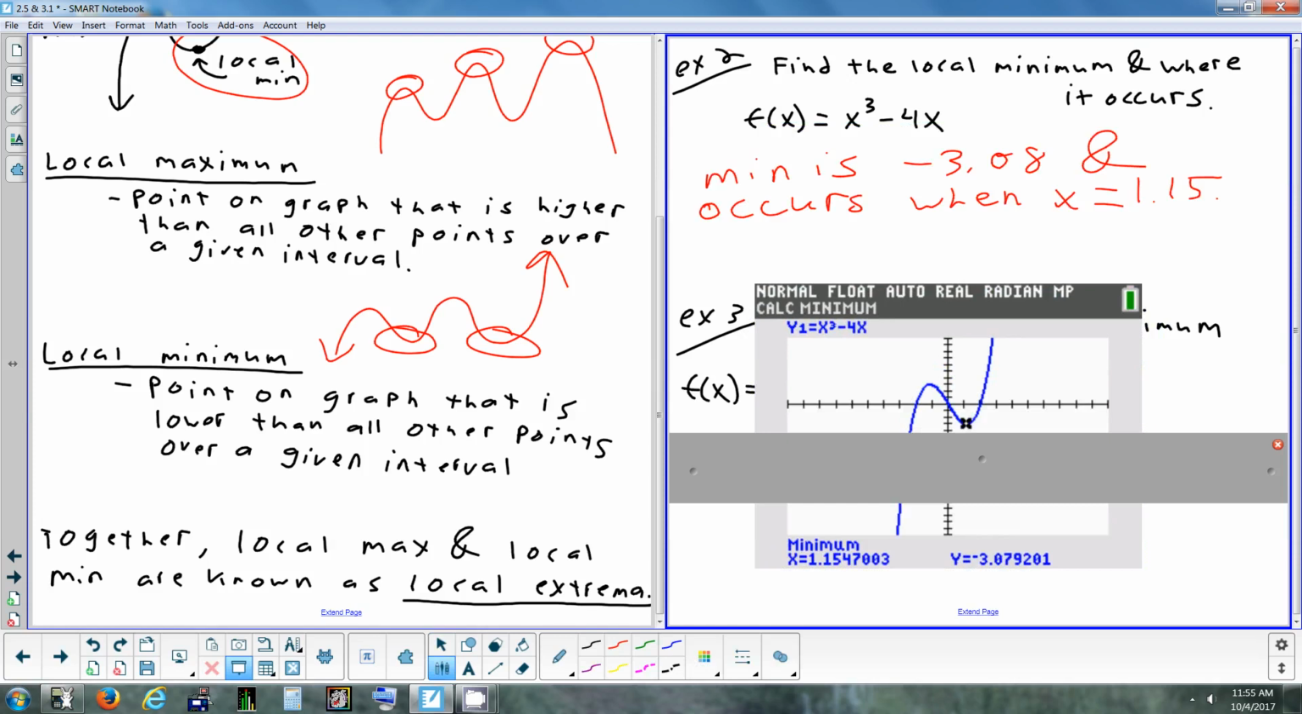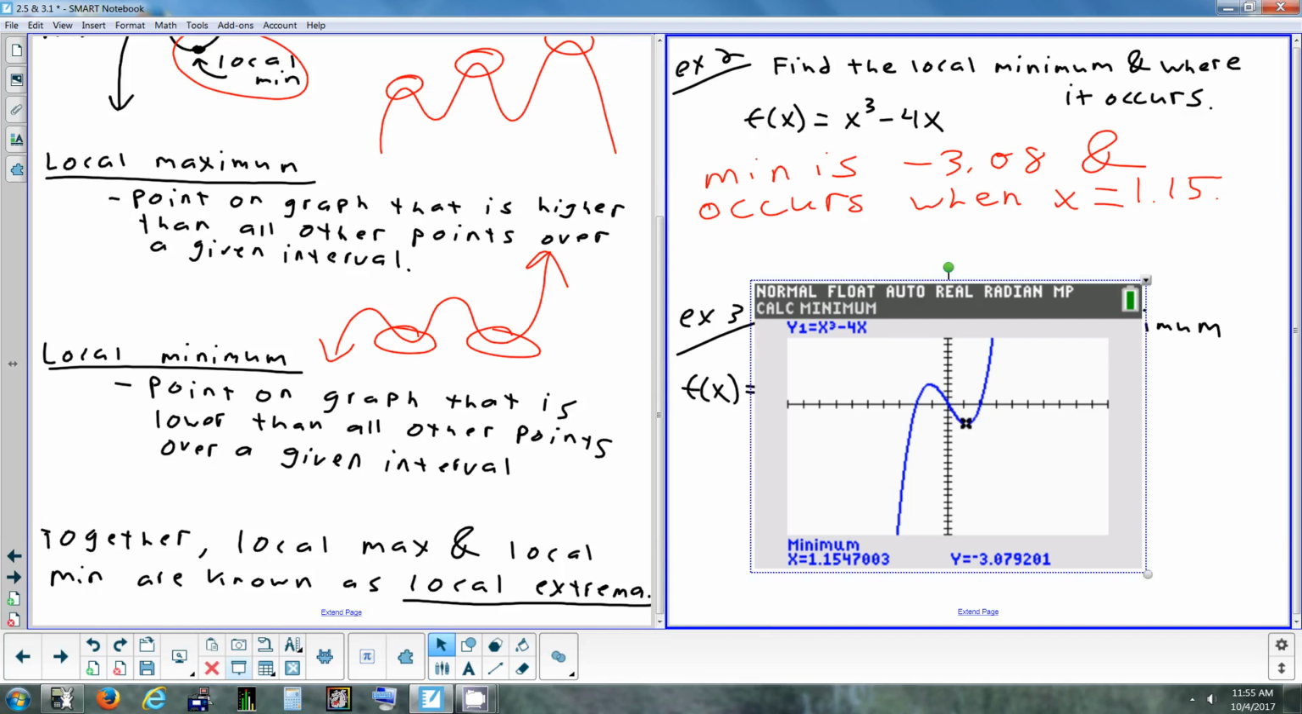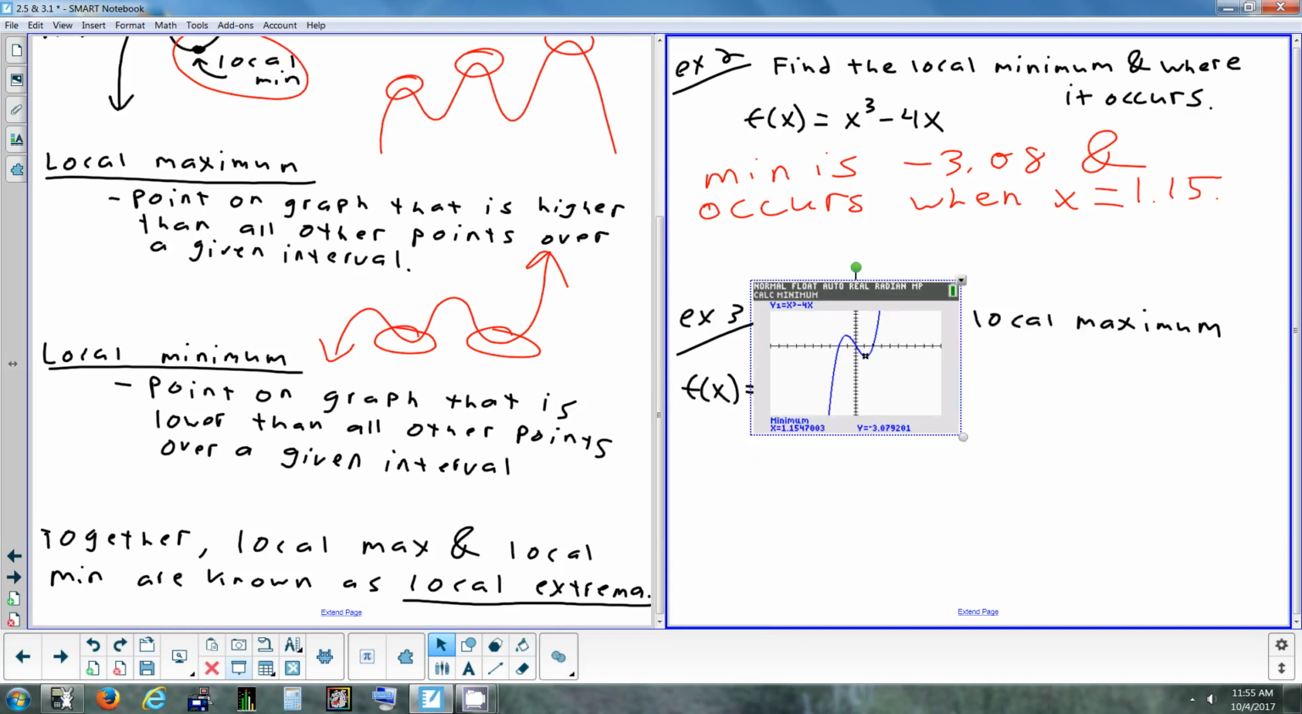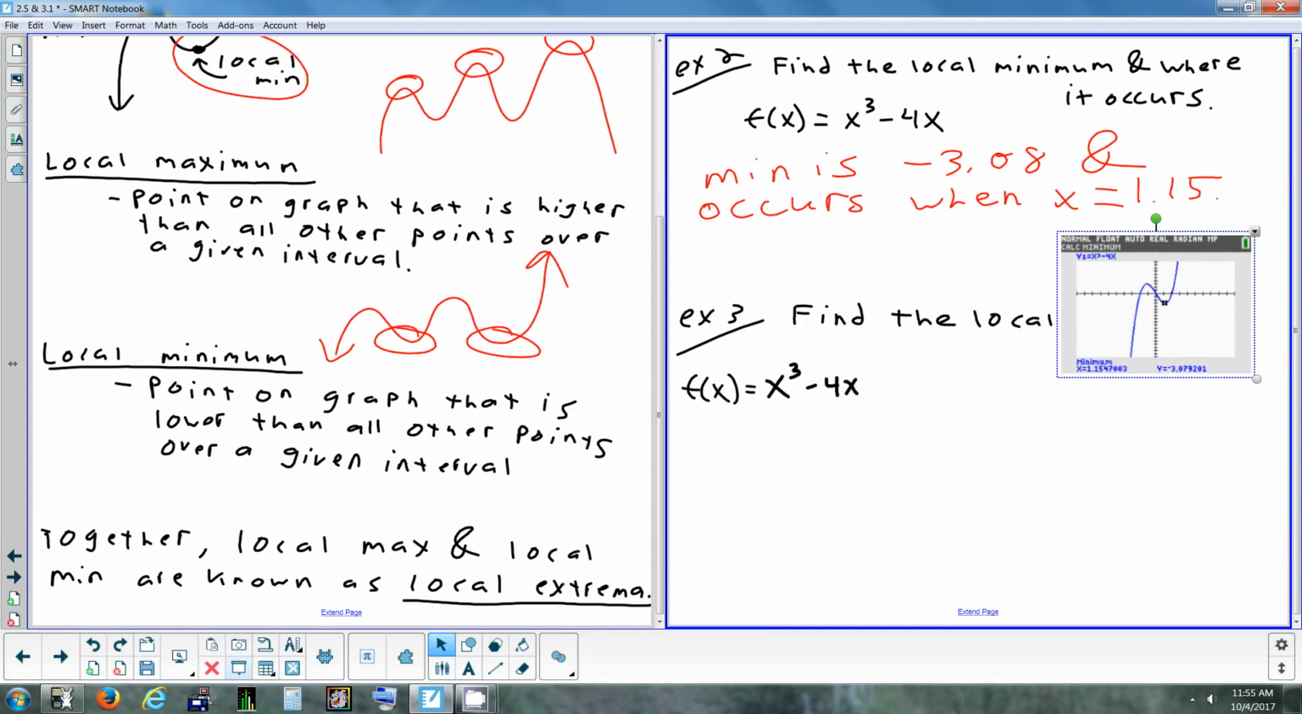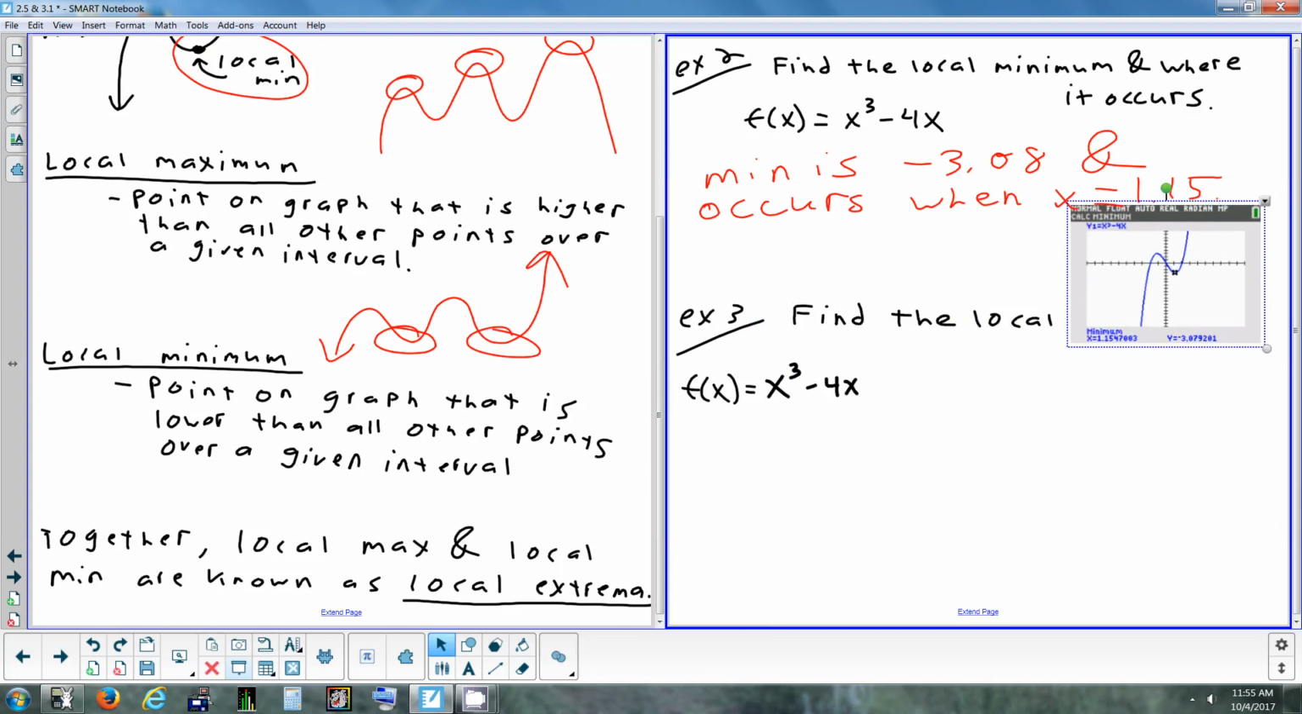So the y value is what the minimum is. The x value is where it occurs. Any questions on the difference between what it is and when it occurs? What it is, y value. Where it occurs, x value. I'm not going to go through and do it right now, but for the maximum, I think it's symmetrical. I think it's -1.15 for x and +3.08 for y. It's like a mirror image. But to find the local max, you would do the same thing.